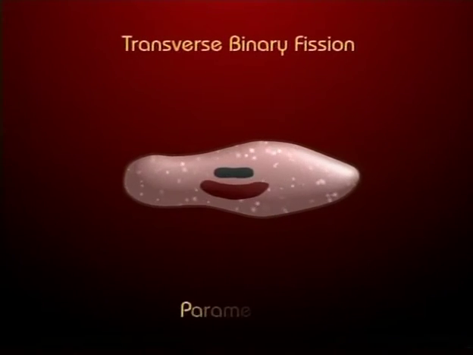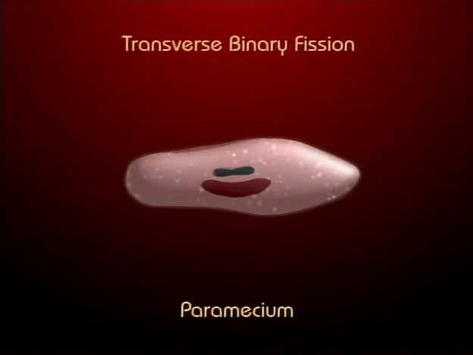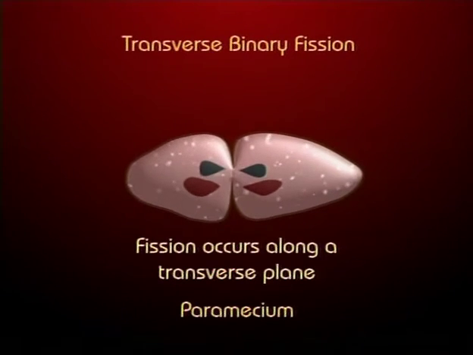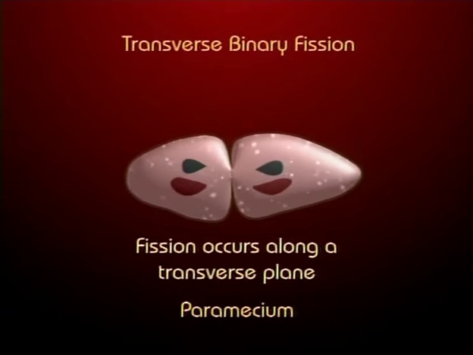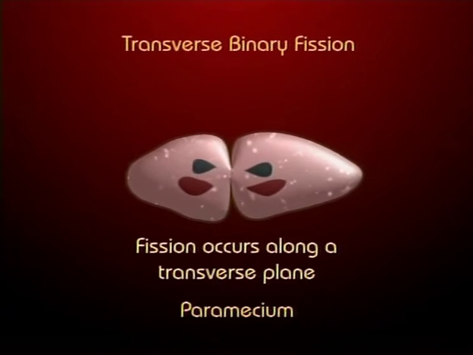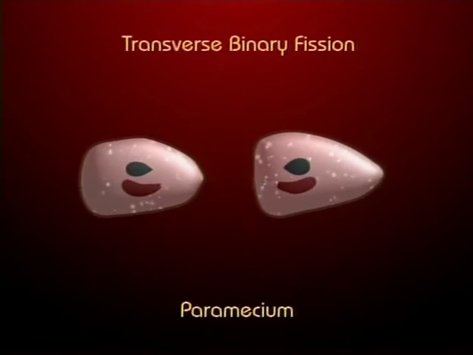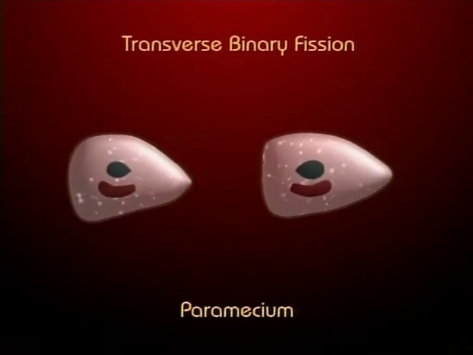Transverse binary fission is shown by Paramecium and Planaria. Let us see how Paramecium divides. When binary fission occurs along a transverse plane, so as to form dissimilar daughter individuals, it is called transverse binary fission.